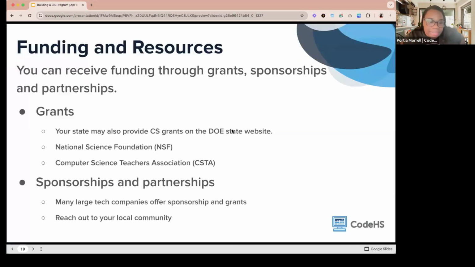So let's talk about funding and resources. You can receive funding through grants, partnerships, and sponsorships, and some of those grants can actually be on a state level. Your state may also provide CS grants on their DOE's website. We have NSF, or the National Science Foundation, offer grants as well, but you would need to find someone who's a good grant writer to get an NSF grant. And then CSTA, which is the Computer Science Teacher Association, does also offer grants if you look on their site. Sponsorships and partnerships can vary.